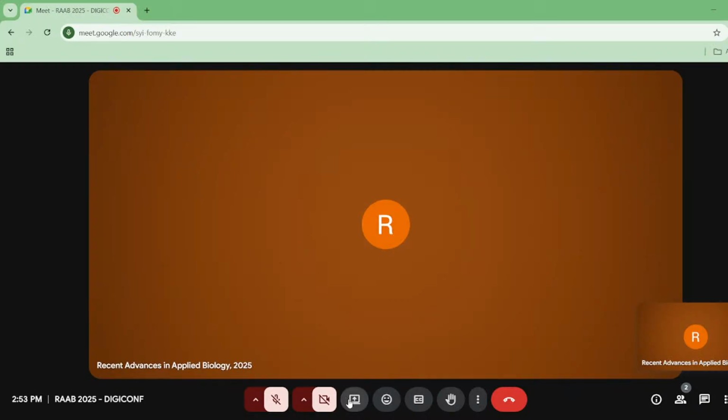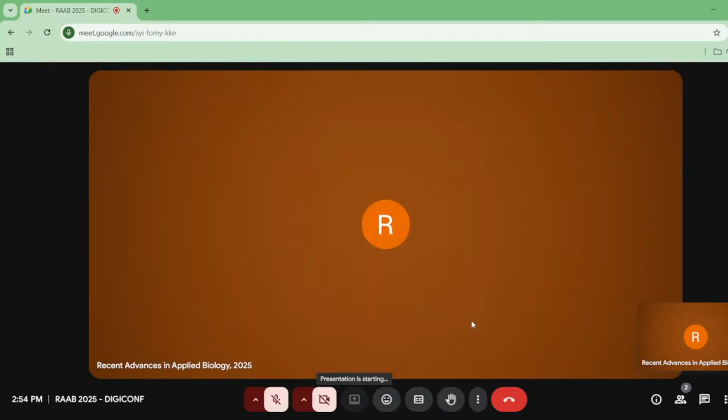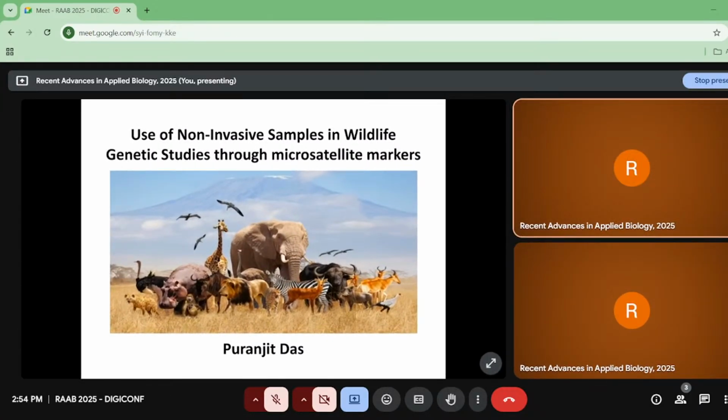First of all, we are going to felicitate Mr. Puranjit Das with a gamosa. I request Megha Chatri to felicitate with a memento and a sapling. Thank you, sir. Now I hand over the schedule to our chairperson.